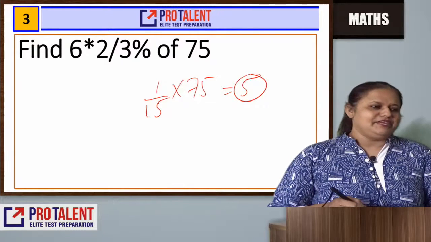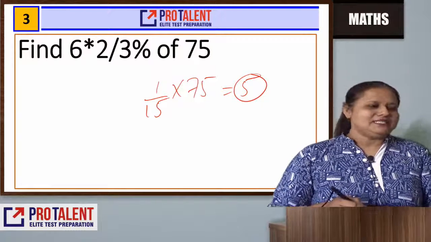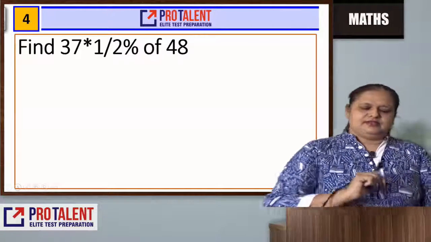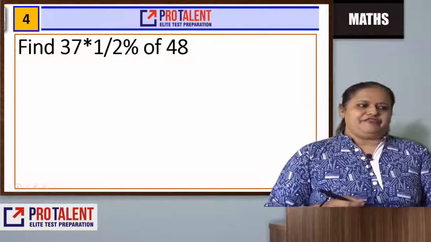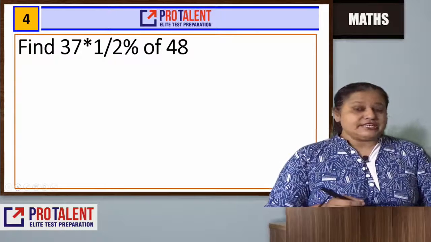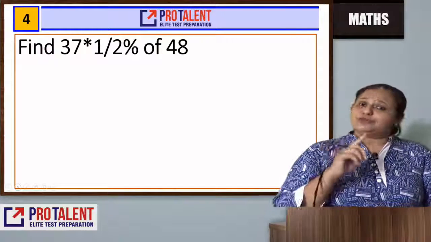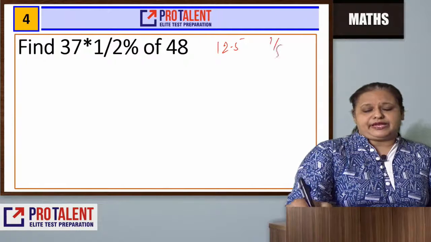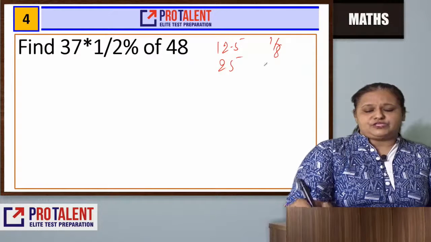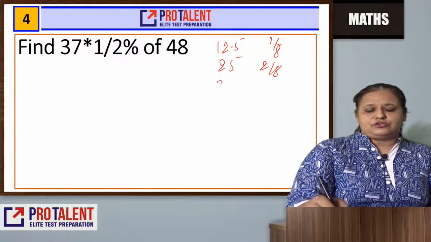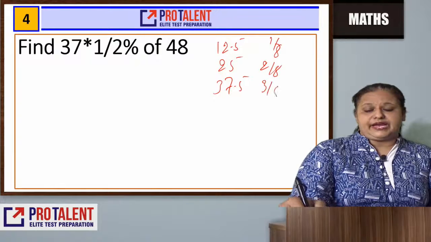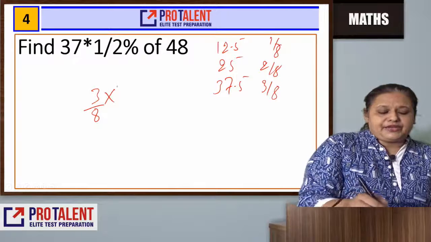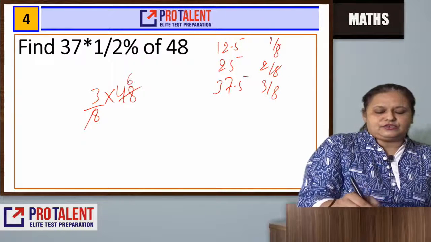Some you have to get comfortable with, numbers, fine. Got it? Very good. So I just wanted to show you the importance of it. So, 37.5 of 48. As we know 12.5 is 1 by 8, double it, so 25 is 2 by 8, and triple it, so 37.5 is 3 by 8. So basically I am finding 3 by 8 of 48 and here goes the answer.